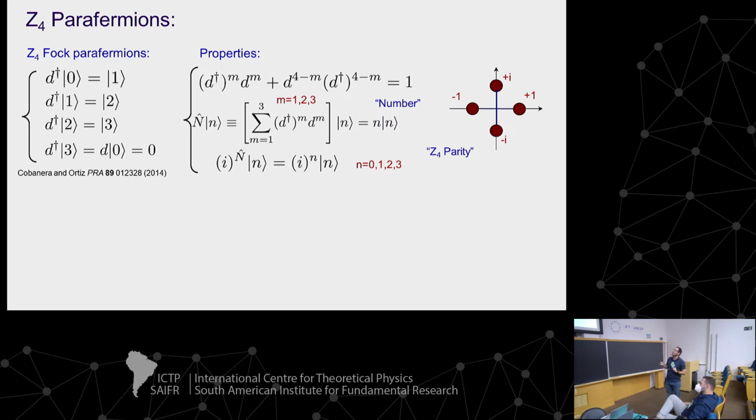I'm going to first define what Kobayashi and Ortiz define as a Z4 Fock parafermion. It's an operator d that you apply to the vacuum, and you keep creating a 4-site Hilbert space. These operators have the property that, if m is 1, 2 or 3, then d dagger m d m plus d 4 minus m d dagger 4 minus m gives you 1. And you have a well-defined Fock parafermion number.